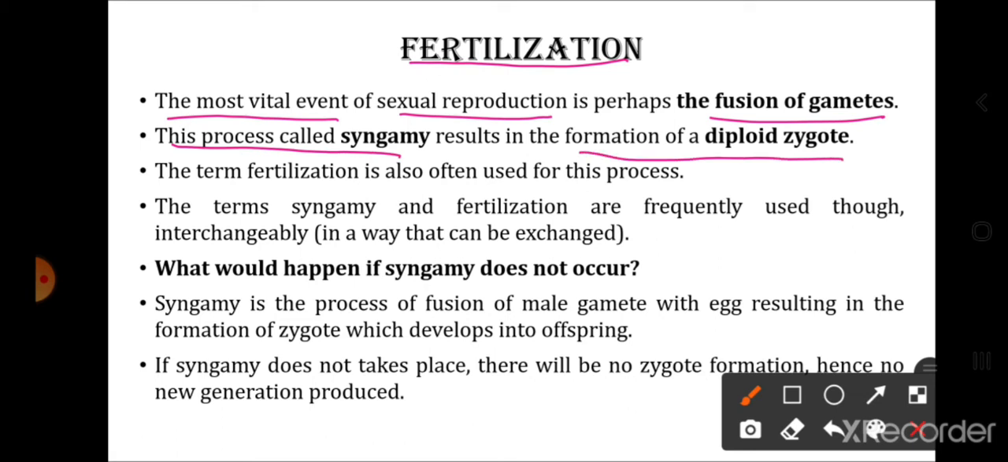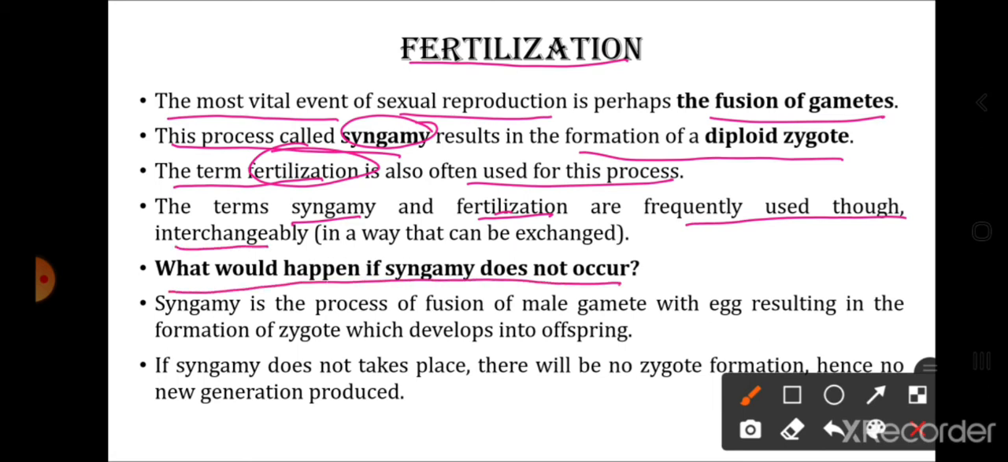So the process of fusion of the male and female gamete resulting in the formation of the diploid zygote is called as what? Fertilization. The term fertilization is also often used for this process. So syngamy and fertilization are the same terms, which are used interchangeably.